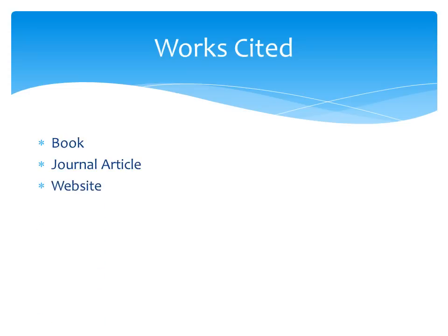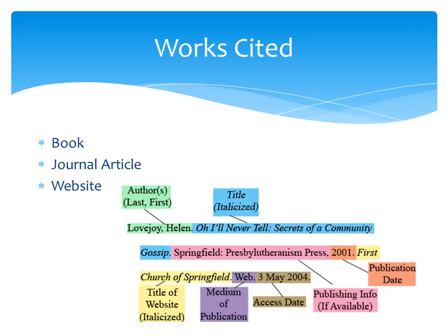Last, let's look at a website. You would have, again, the last name and first name of the author, the title in italics, then you would have the publishing information if that was available and the publication date, and then the title of the website italicized, the medium that you received it from, which would obviously be the web, and the date that you accessed it.